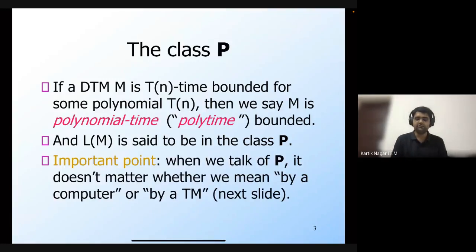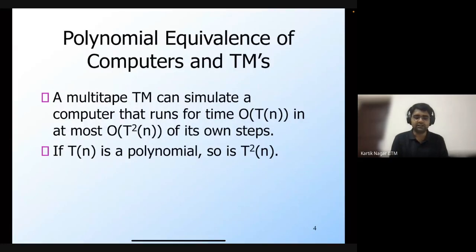And so obviously we are talking about the number of steps taken by the Turing machine. But when we talk of P, it doesn't matter whether we say we can solve the problem by a TM or by a computer, because as it happens, there's a polynomial equivalence between computers and Turing machines.